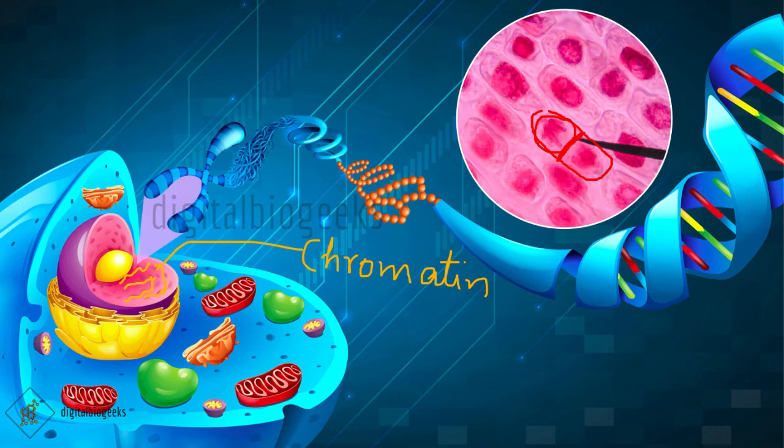For example, if your father has blue eyes, then there are chances that you may get blue eyes due to the transfer of these chromosomes which contain the genetic material. The chromosomes are composed of DNA and proteins.